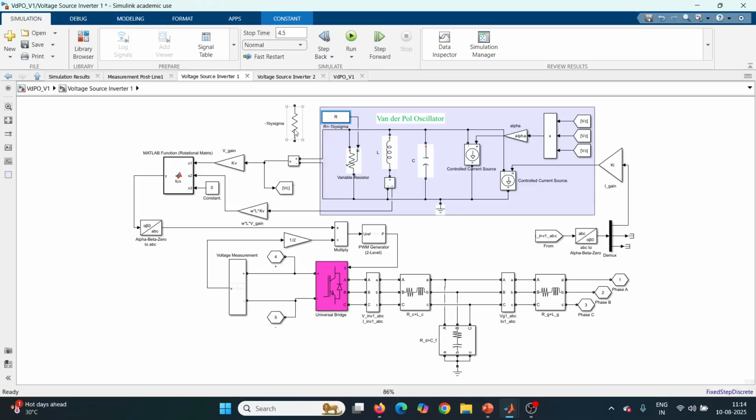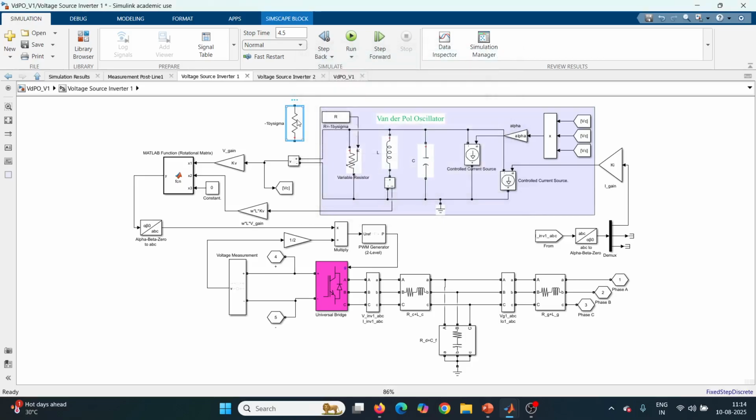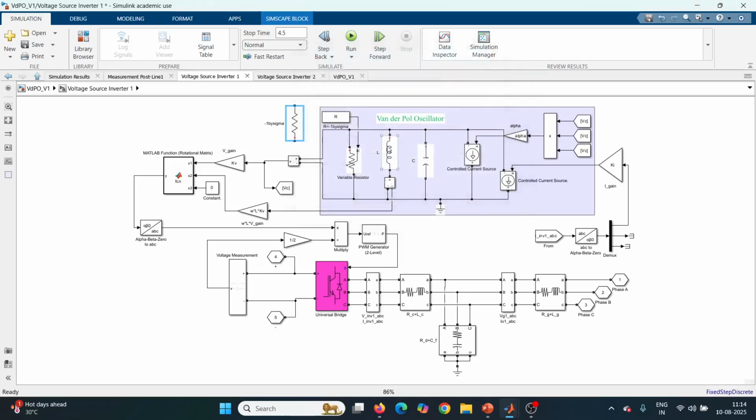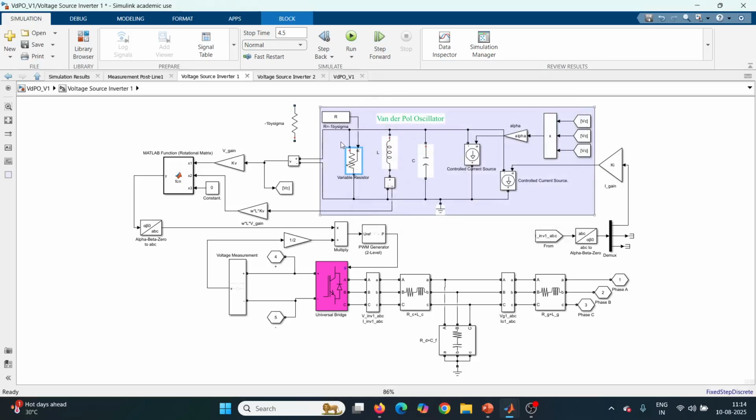In earlier MATLAB versions, you can directly use the resistance branch and set this value as R equal to -1 by sigma, by having the opposite polarity. But in this updated MATLAB version, you have to use this variable resistance to have the negative resistance value. So this is very important. In the current updated MATLAB versions, we have to use this variable resistance to apply the negative resistance value.